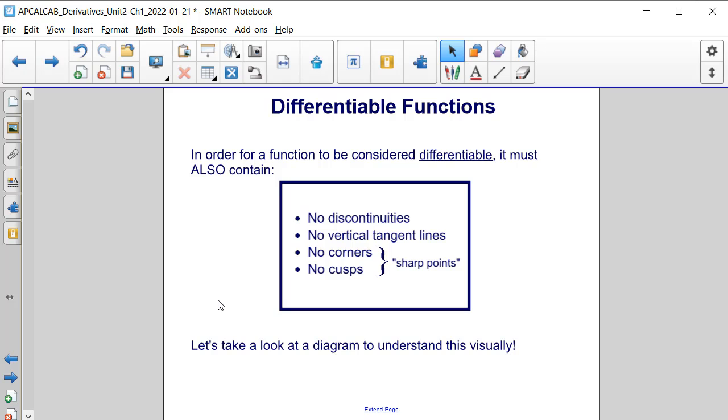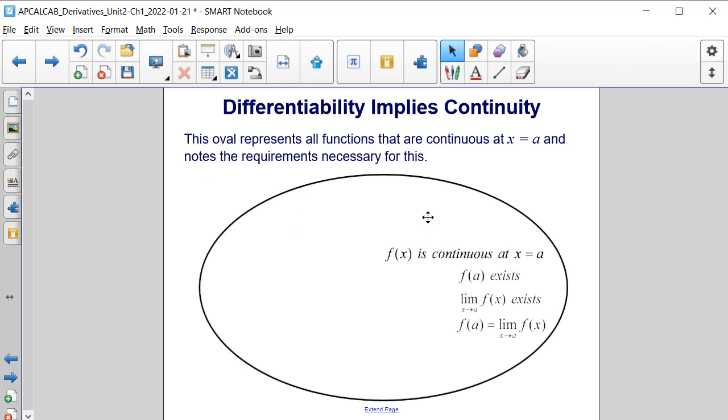Let's take a look at a diagram to understand this visually. We have this first oval of a Venn diagram, and this oval represents all functions that are continuous at x equals a, and notes the requirements necessary for this. So f of x is considered to be continuous at x equals a if f of a exists, the limit of f of x as x approaches a exists, and the function evaluated at a is equal to the limit of f of x as x approaches a. In other words, all of the requirements for continuity.